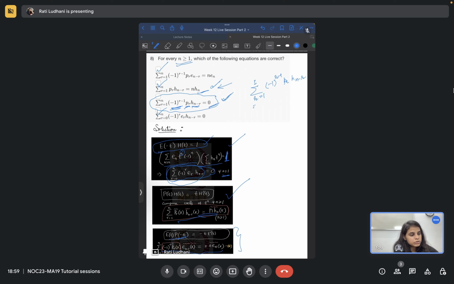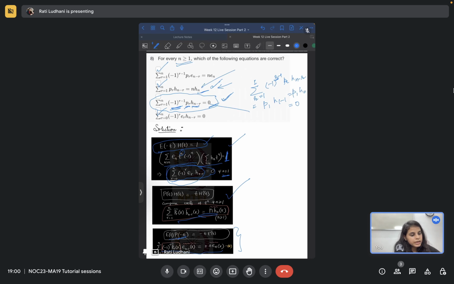So this will be equal to what? When r is equal to 1, this sum is just p1 h n minus r, so that means 1 minus 1. So we got what? P1 h 0, and the right hand side says this should be 0, so this is 0. And now let's see from here.